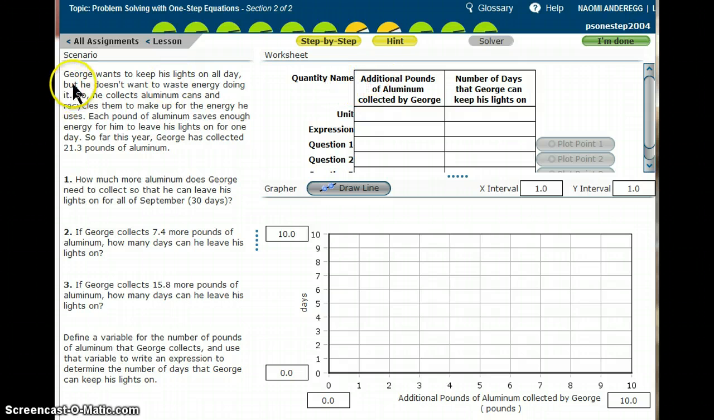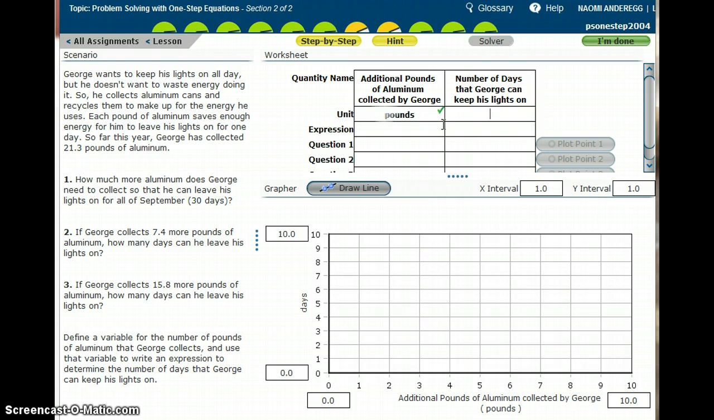The problem states George wants to keep his lights on all day, but he doesn't want to waste energy doing it. So he collects aluminum cans and recycles them to make up for the energy he uses. Each pound of aluminum saves enough energy for him to leave his lights on for one day. So far this year, George has collected 21.3 pounds of aluminum. How much more aluminum does George need to collect so that he can leave his lights on for all of September, 30 days? So for additional pounds of aluminum, of course the unit is going to be pounds.